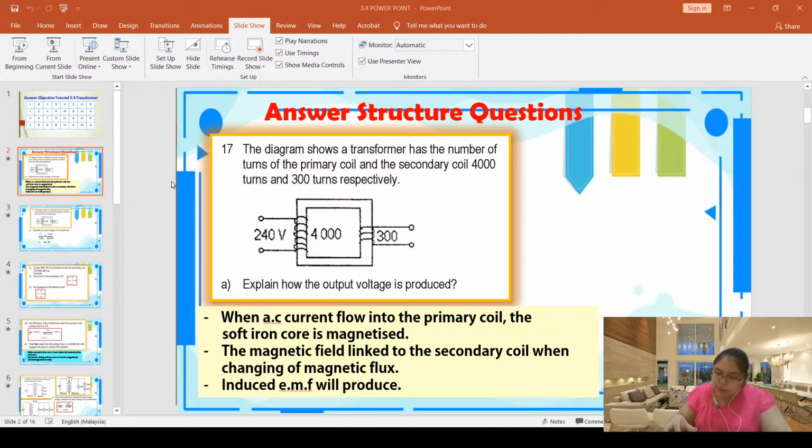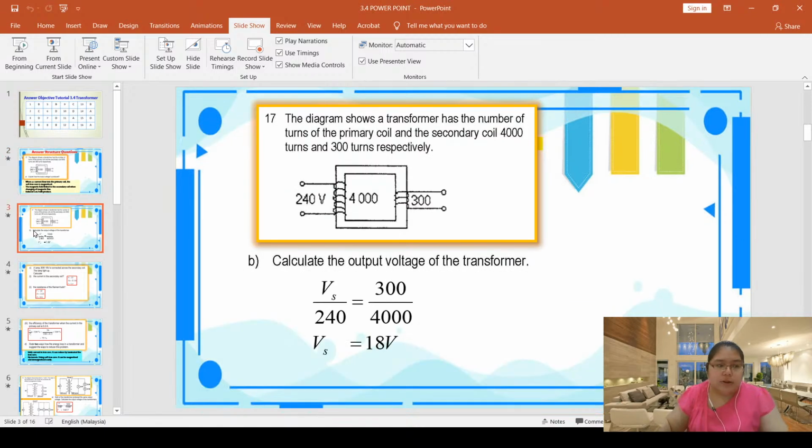Now I go to the second one, which is a calculation. Calculate the output voltage of the transformer. They want to find Vs. Because I cannot slideshow, I just show you the answer straightaway. You can see the answer there. I show already the calculation.